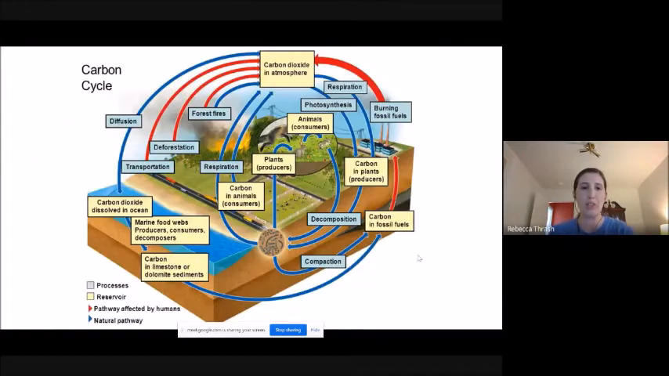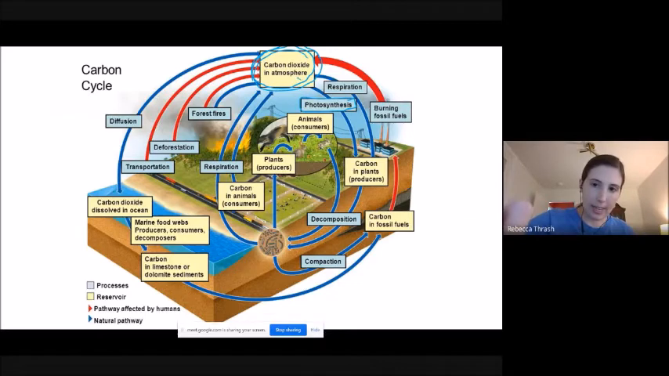So let's jump into the first cycle, which is the carbon cycle. There is a lot going on here. So I'm going to start up here with atmospheric carbon dioxide, and then we're going to follow it through the cycle and through all of the different processes. So first, carbon dioxide in the atmosphere can be fixed in a form that organisms can use by photosynthesis here.